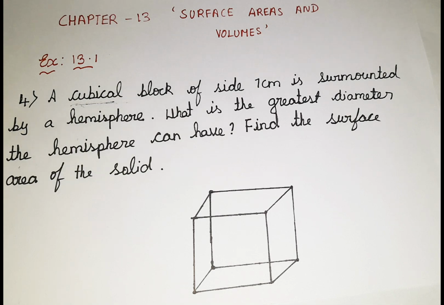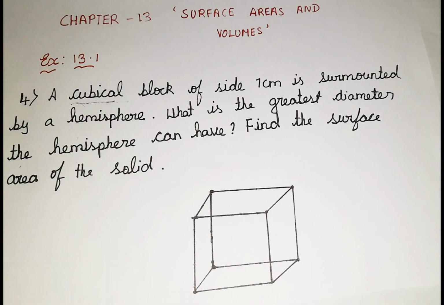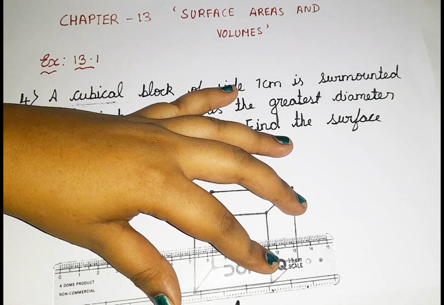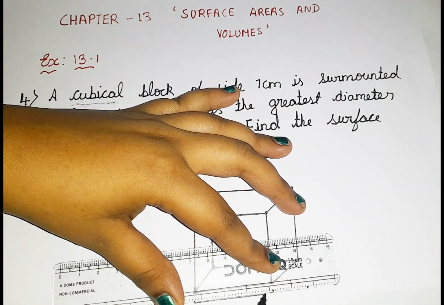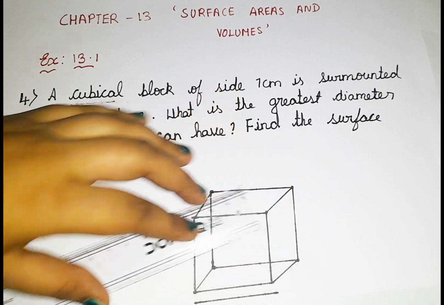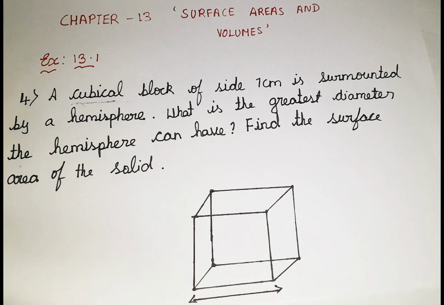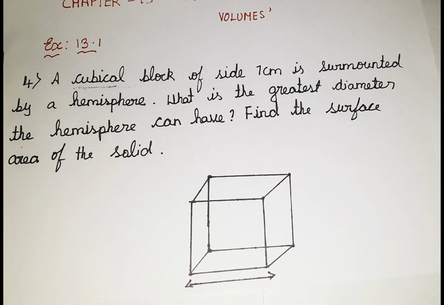Since you know this is the cube, what is the side of the cube? The side is 7 cm. Side means this one. So this is the side of the cube, that is 7 cm. Let me just write it. I guess it is not visible. One second. Yeah, now it is visible, right? This side is 7 centimeter. I am writing it here.